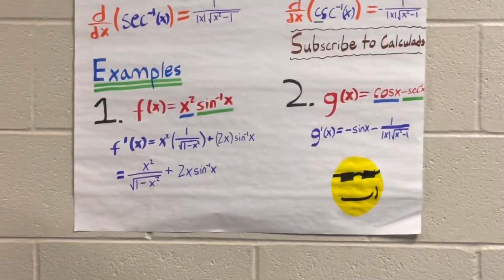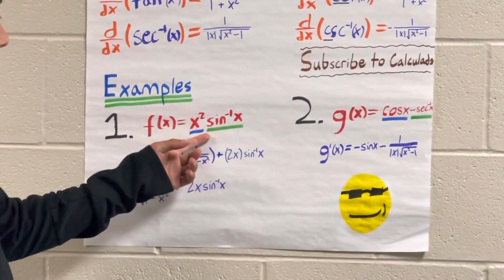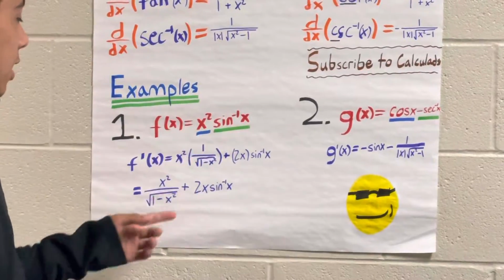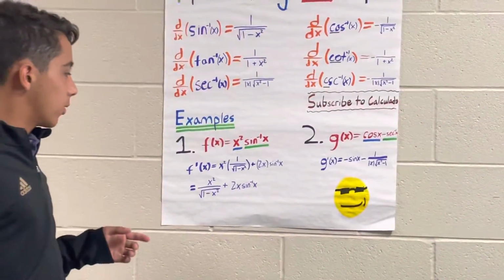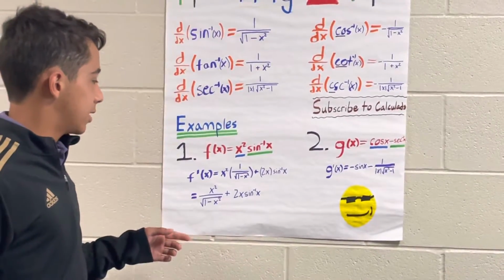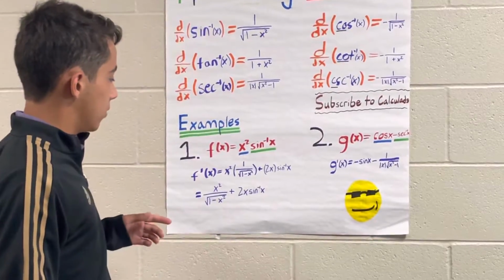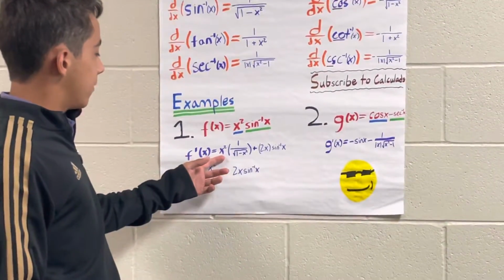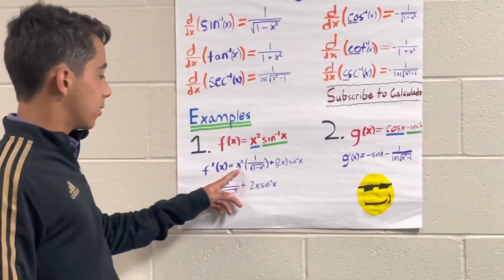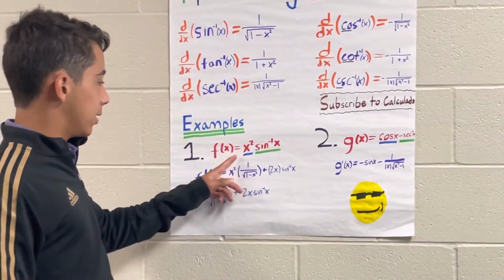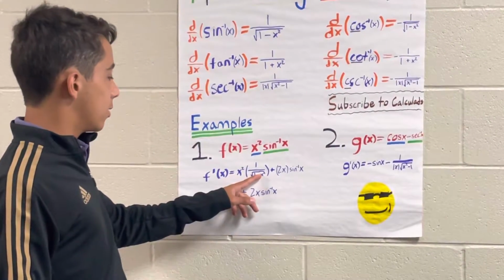So for examples, first we have f of x equals x squared times inverse sine of x. If you remember from one of our previous videos, we talked about the product rule. So this is what we're going to have to use in this situation, u v prime plus v u prime. So f prime of x is going to be x squared, so that's u, and then v prime, which is going to be 1 over the square root of 1 minus x squared.